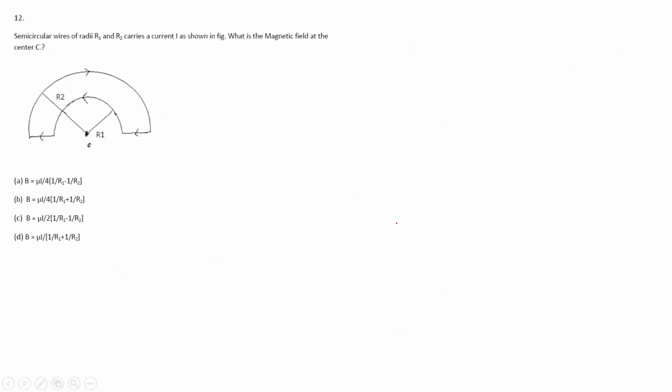Okay, so the next question is about semicircular wires of radii R1 and R2, as can be seen from this diagram. They are semicircular wires of radii R1, which is smaller, as we can see R1 is smaller than R2. They carry the same current I, only the direction of current is changing. Here the direction is like this, and in the R1 circle the direction is opposite. What is the magnetic field at the center C?